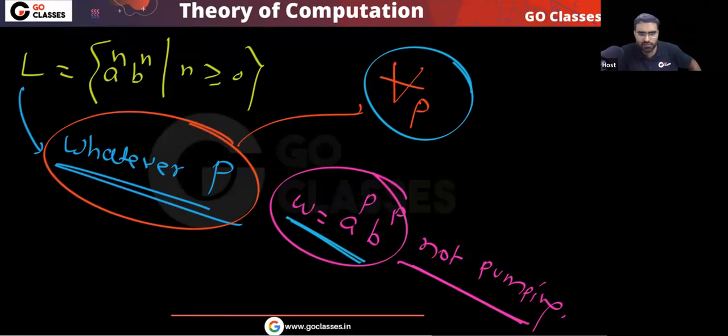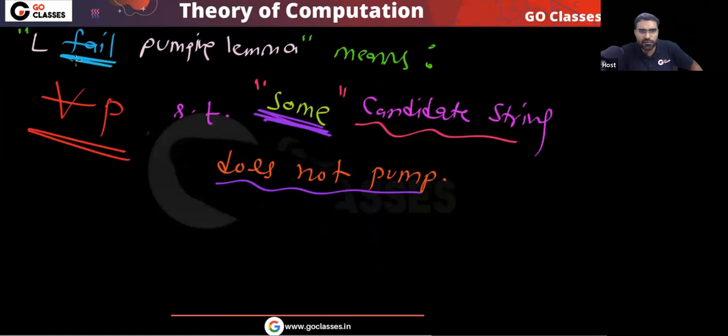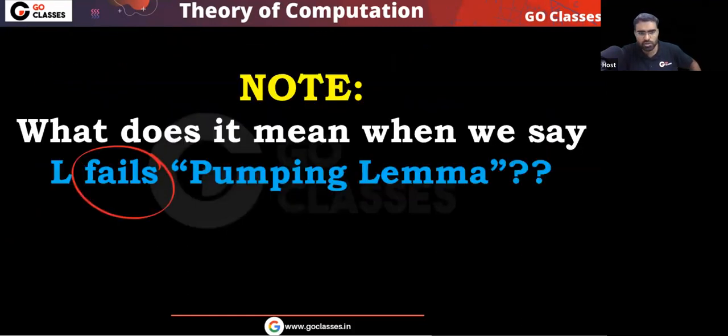So this language L fails the pumping lemma. Remember, that means for every value of P, whatever magical number you take, some string will say, I will not pump. Tell me, some string will say or every string will say? Some string violates. So for every P, some string will violate.